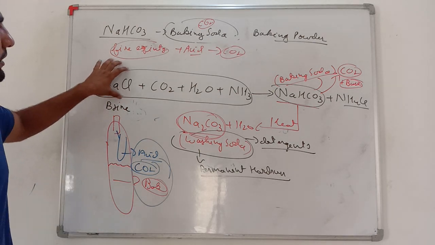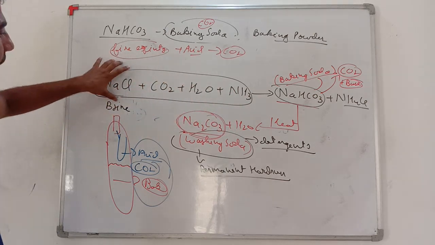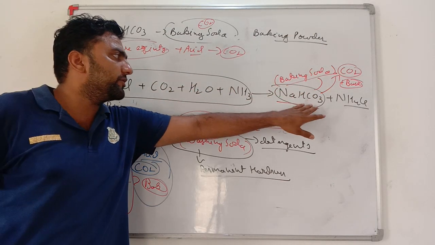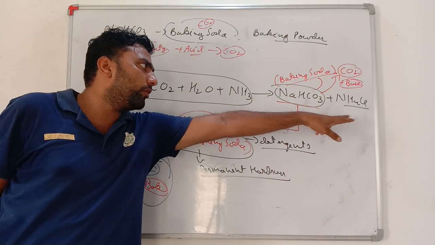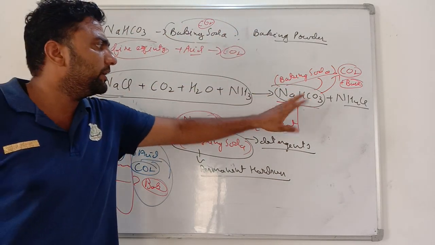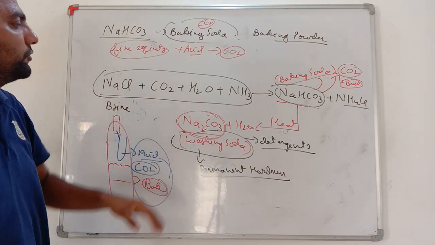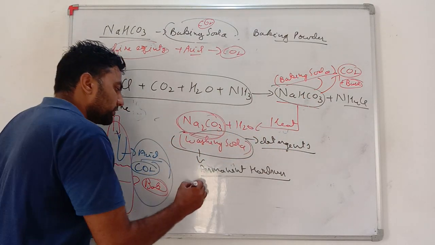By adding carbon dioxide and ammonia to the brine, we get baking soda and ammonium chloride. Baking soda has many uses, very important. Along with that, if we heat this baking soda, what we get is Na2CO3. Very important, my dear student.